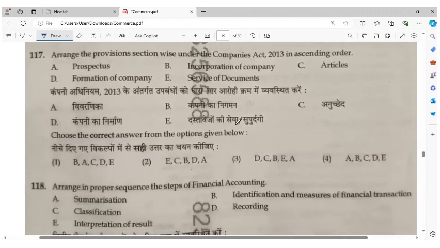After that, arrange the provisions section-wise under the Companies Act 2013 in ascending order. Option number 3 is right over here. First is the formation of the company, then the articles, then the incorporation, and the service of documents, and the last one is the prospectus. So option C is over here.